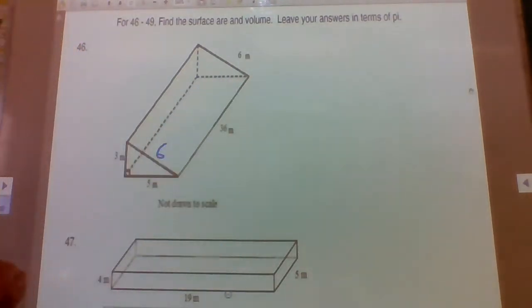Okay. So volume and surface area. So surface area of a triangular prism. So we have 5 sides to a triangular prism. We have the 2 triangular bases. And then we have 3 rectangles.